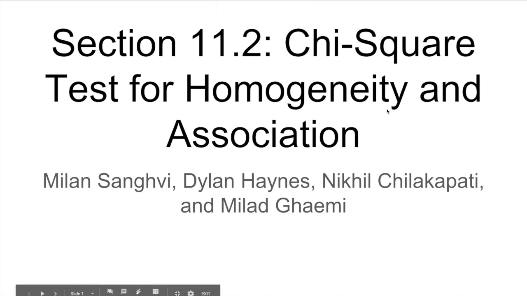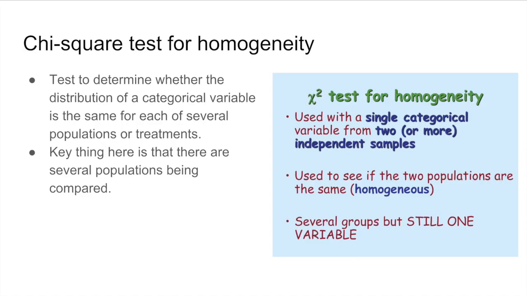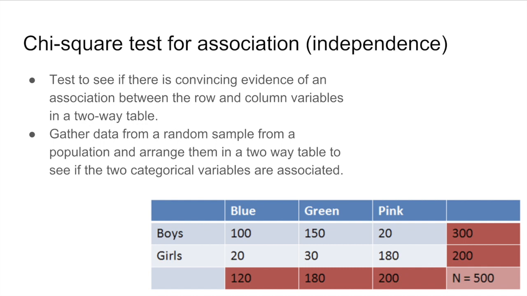Today, guys, we'll be doing section 11.2 with the chi-square test for homogeneity and the chi-square test for association. First, let's learn about what the chi-square test for homogeneity is. It is a test to determine whether the distribution of a categorical variable is the same for each of several populations or treatments. Remember, when using a chi-square test for homogeneity, you must use a single categorical variable with two or more independent samples.